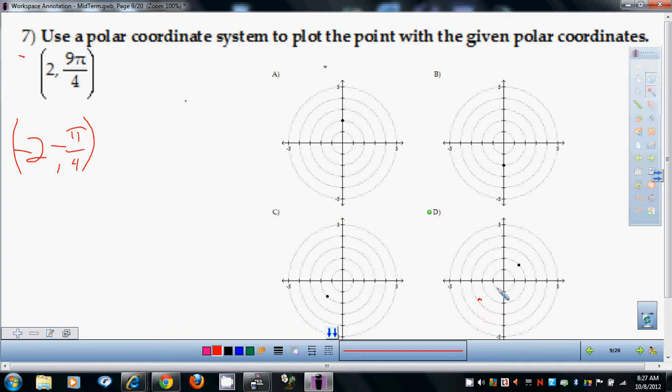Hint, hint, hint. I'm pretty sure yours tomorrow has a double negative on it. So you're going to have to do double flippage. It means if they both had negative, you'd flip over the x-axis, then you'd flip over the origin, and your point would have been here.